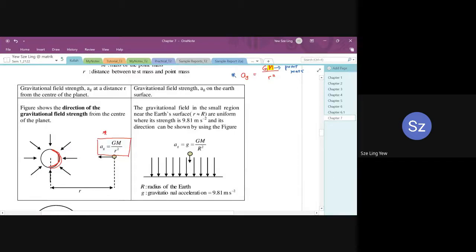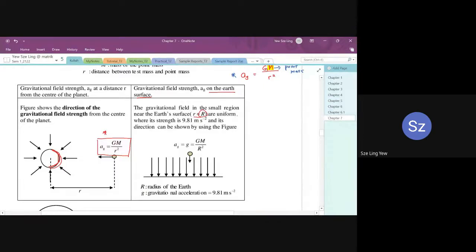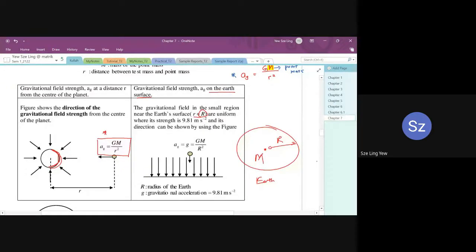Now, if you place it on the surface of the Earth, then what is going to happen? The gravitational field strength in a small region near the Earth is where we call r equals capital letter R. So capital letter R is the radius of the Earth. Now this is the Earth. So for Earth, we use capital letter M, and for the radius, we use capital letter R. For a planet, usually we use a capital letter.